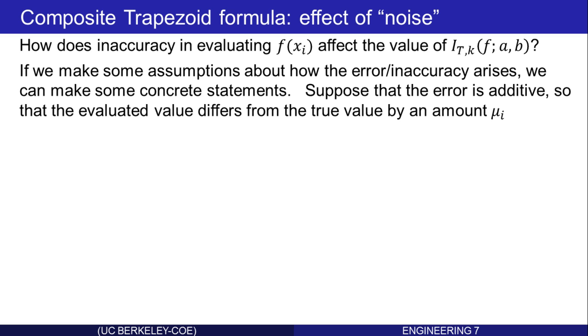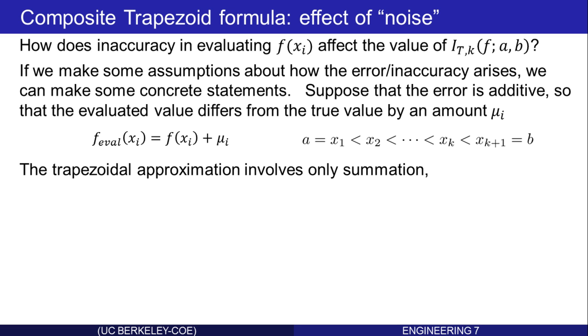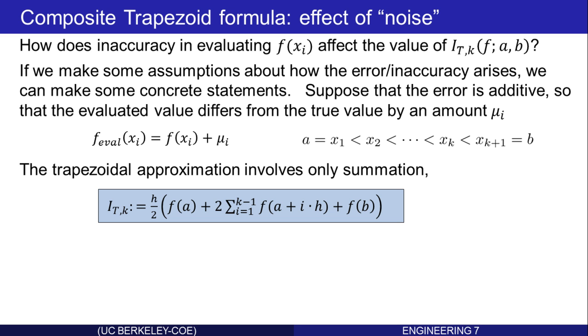Let's suppose that the error is additive, so that the evaluated value differs from the true value by an amount mu sub i. The evaluated value of f at x_i is the true value f of x_i plus mu_i. This is for all the points a equal x_1 all the way through b equal x_(k+1). Now the trapezoidal approximation only involves summation. So when this summation is performed using the evaluated values, both the summation of the true values is carried out and the summation of the errors is carried out.